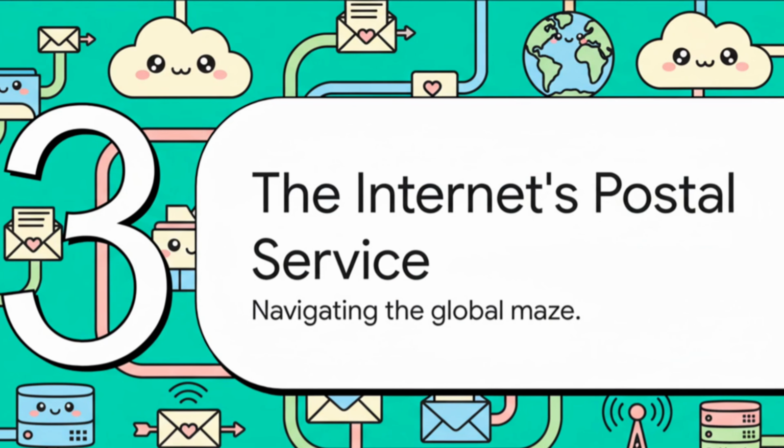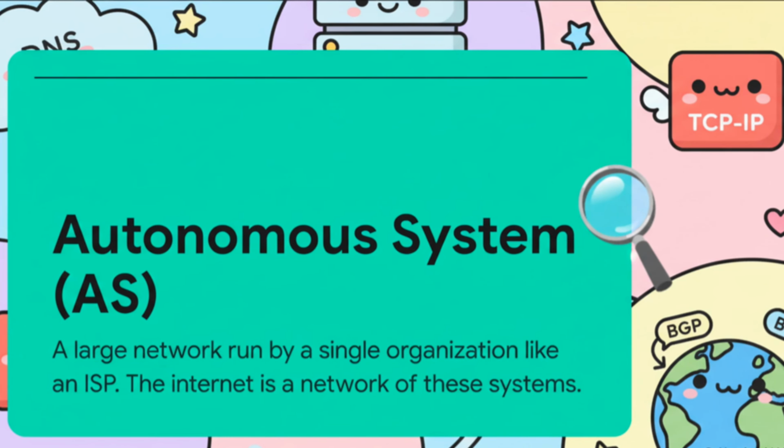All right, our packets are addressed, they're sealed, and they're ready to go. Now they're about to be sent through the internet's just mind-bogglingly complex postal service. You see, the internet isn't just one single thing. It's really a network of networks. And each one of these individual networks is called an autonomous system, or an AS. Just think of them as these huge regional postal districts, run by ISPs, big tech companies, or universities.